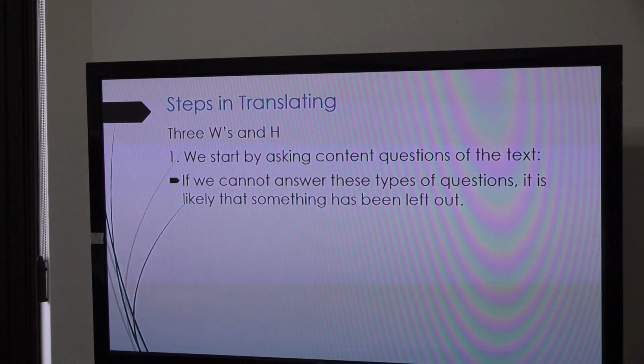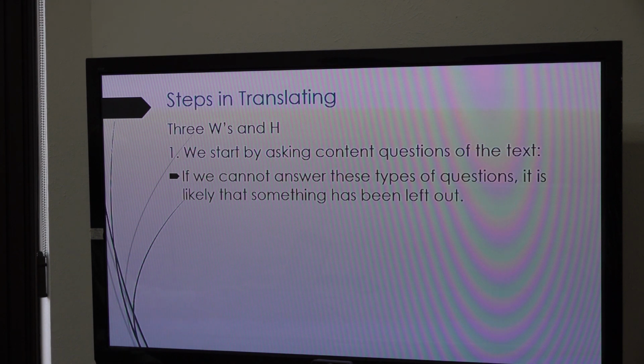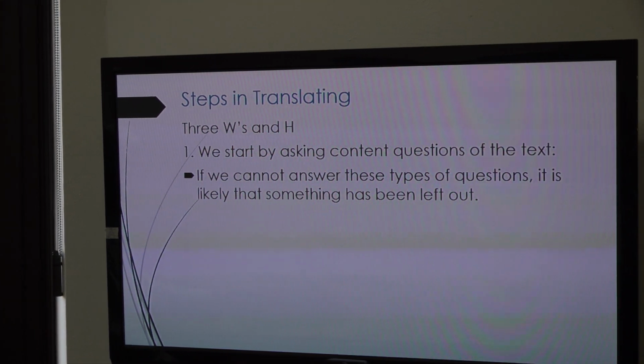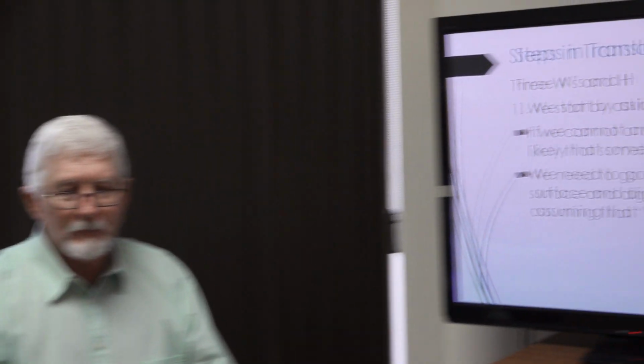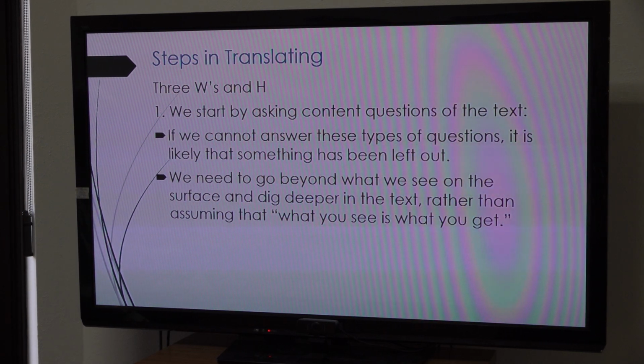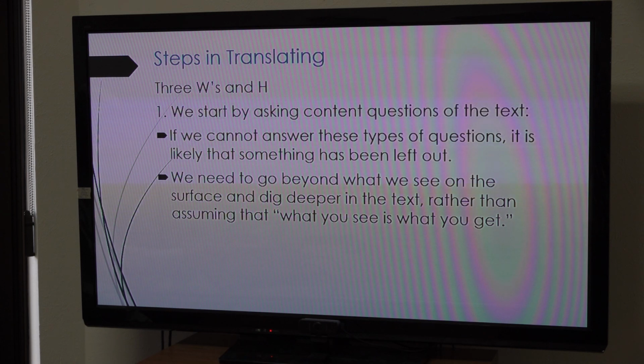So if we can't answer those types of questions, it's likely that something has been left out. You ask these questions and you say, I don't know, it's not clear. Then we realize we have a problem. And if we have a problem, then that points to the fact that there's a gap in the communication. Okay, so again, we need to dig deeper rather than just assuming, well, the text just says that. It's obvious what the text says. And then you start asking these questions, then you realize, wow, it's not as obvious as I thought it was. Okay.